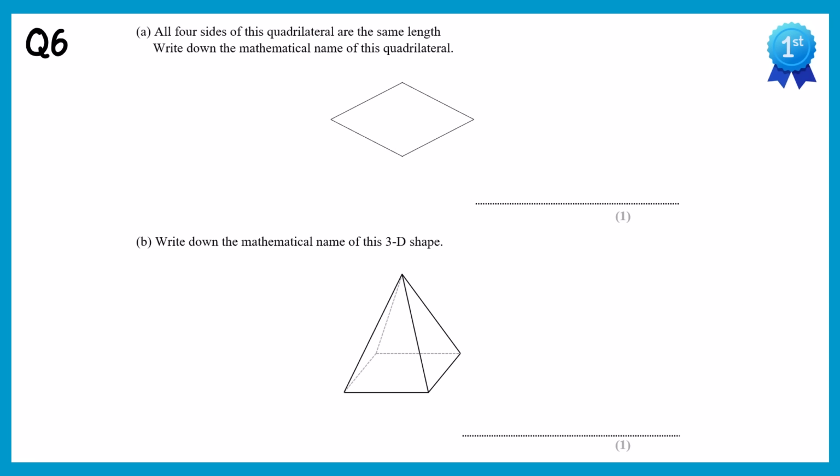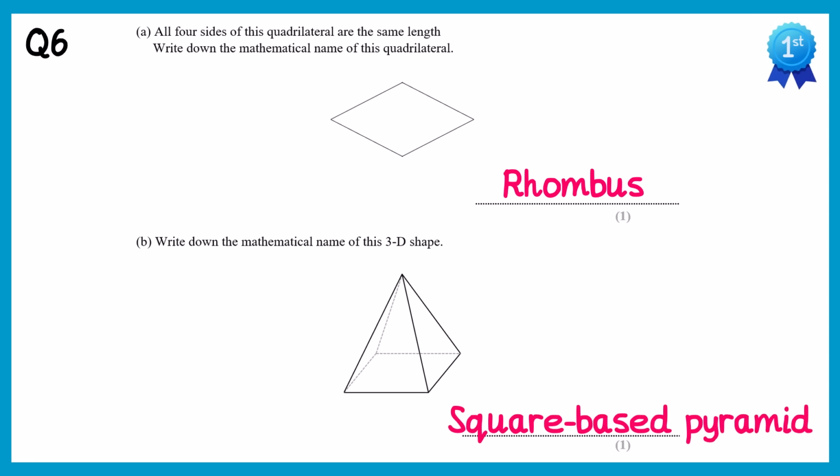In this question, we need to write down the names of 2 shapes. First of all, we have this quadrilateral, and we're told that all of the sides are the same length. The name of this shape is a rhombus, and certainly not a diamond. In part B, we need to name this shape, and this one is a square-based pyramid.